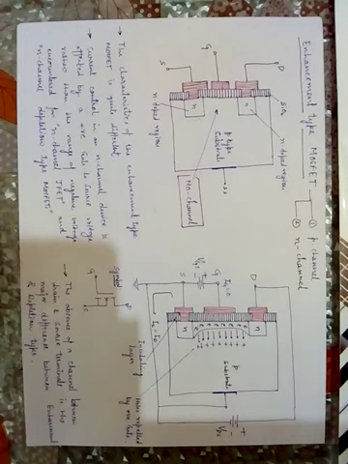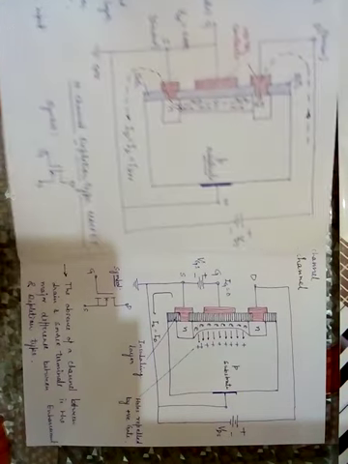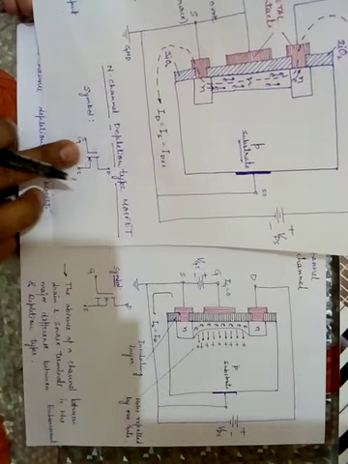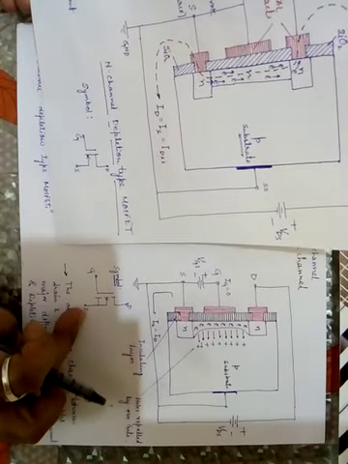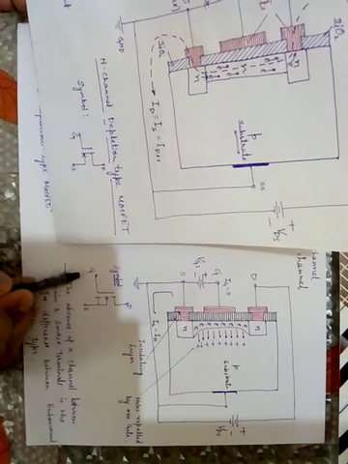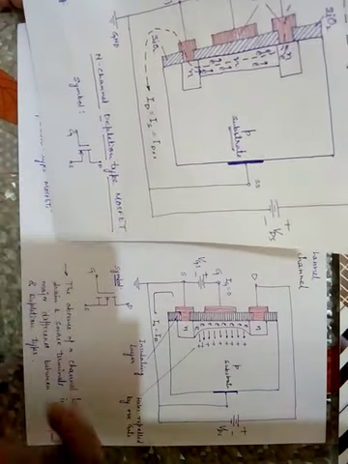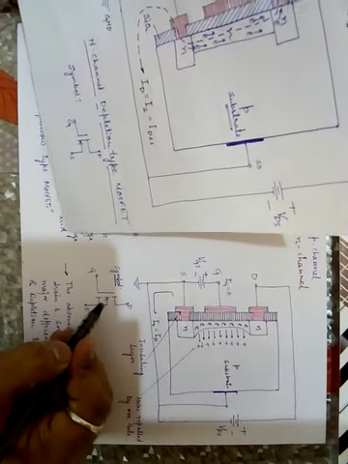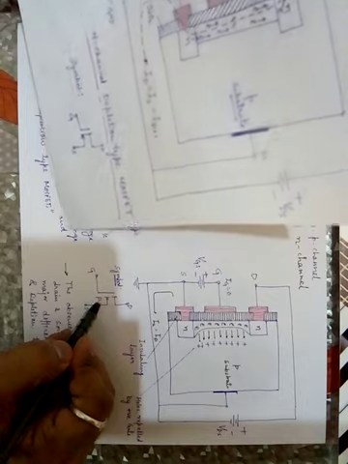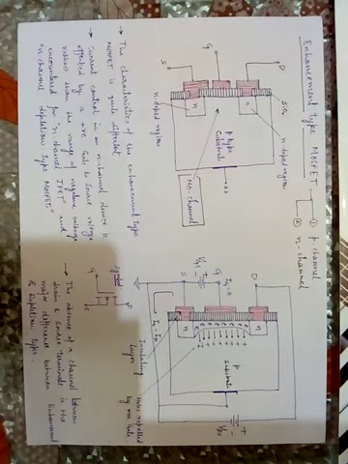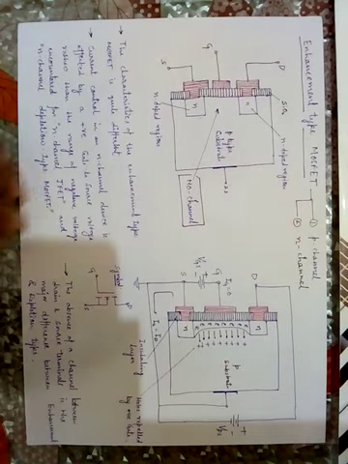We can compare both symbols. This is the depletion type symbol and this is the enhancement. Here also I have taken two parallel lines, drain and source. This is pointing inside and this is also pointing inside. This is the gate point, all are the same. But here I have taken a dotted line. The dotted line shows there is a gap, meaning there is no channel already existing. We have to create the channel. So that is the difference in enhancement.